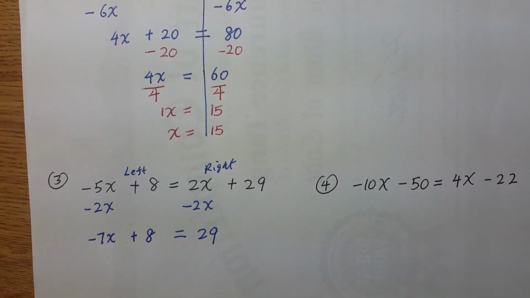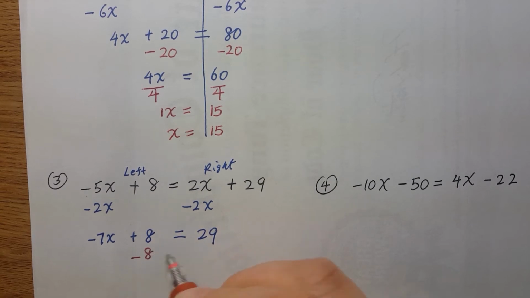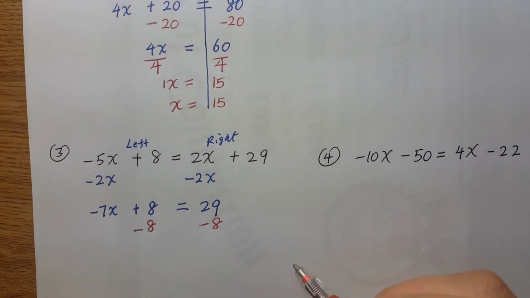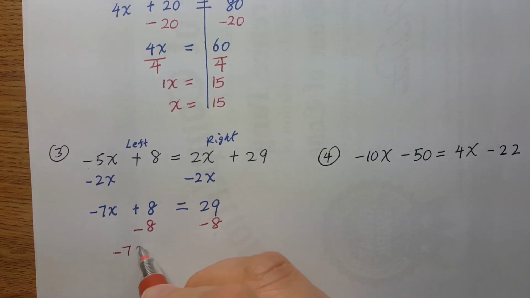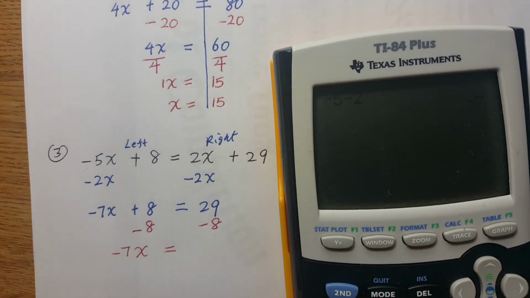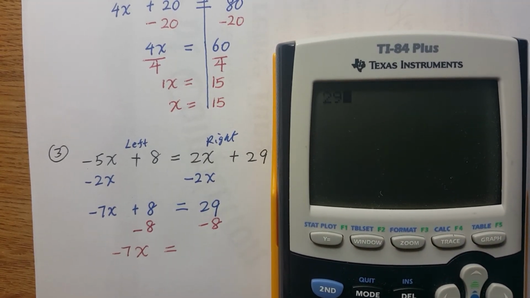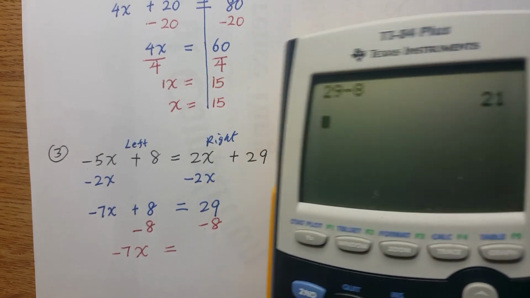Now we are going to eliminate the 8. The opposite of plus 8 is minus 8. So we do minus 8 on both sides. Now 8 minus 8 is 0, it disappears. So we get negative 7x left over. Now we're going to use our calculator. 29 minus 8 equals 21.